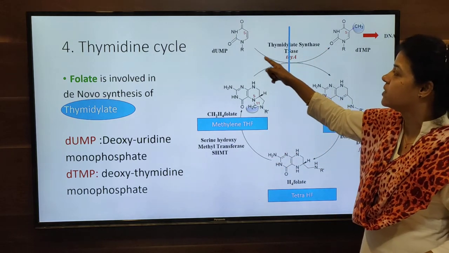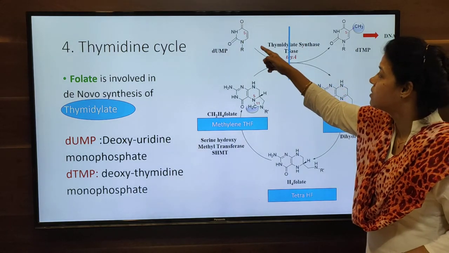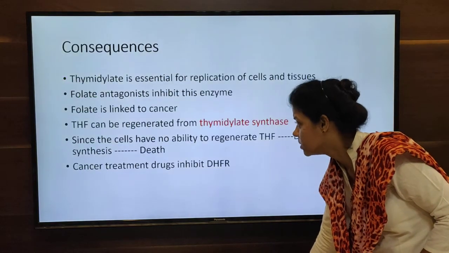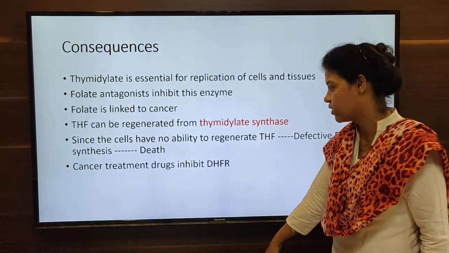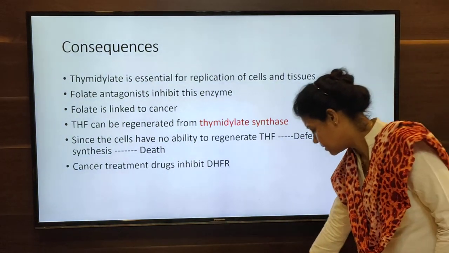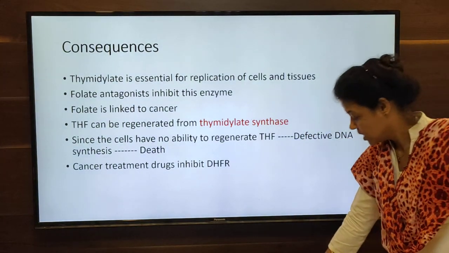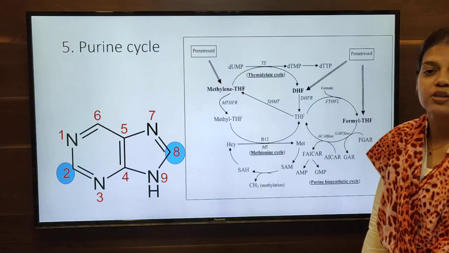But the scope here is, there is another additional shuttle which comes here. When you work on this, this abnormal conversion of DNA can be altered. Okay, and you can arrest the defective DNA synthesis, so the cancer drug inhibits that particular reaction which I have shown. So this is the thymidine cycle. We now go to the purine cycle.